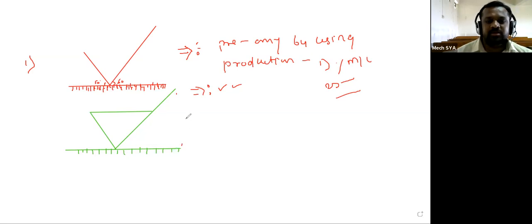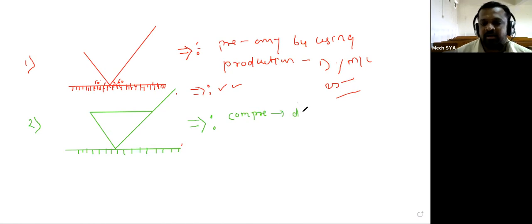Okay, now see, what is the meaning of that symbol number 2? So this is the second symbol. What is the meaning of this symbol? Here this symbol indicates that you have to prepare the component.